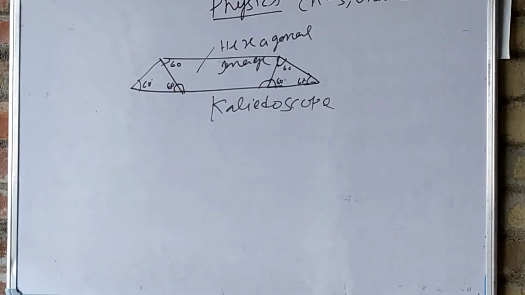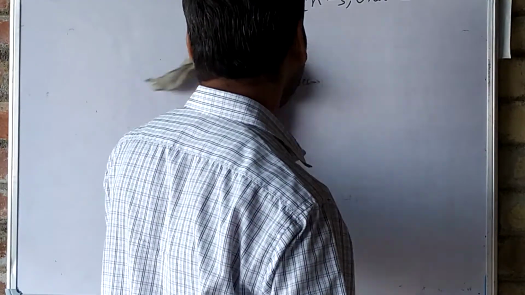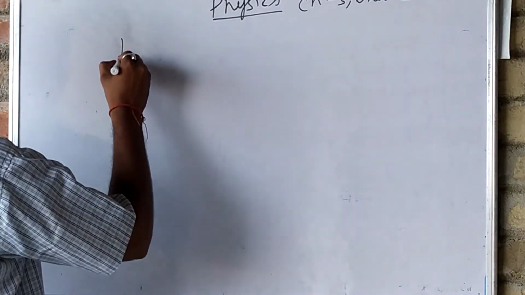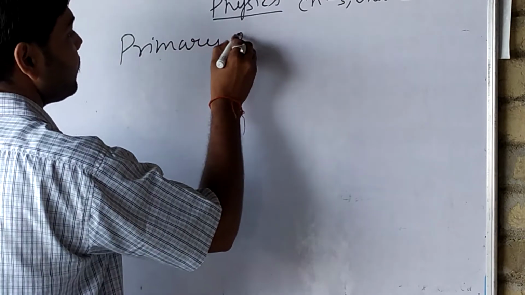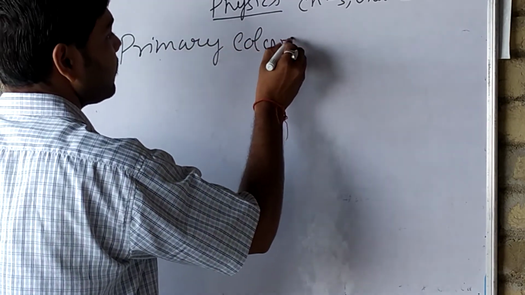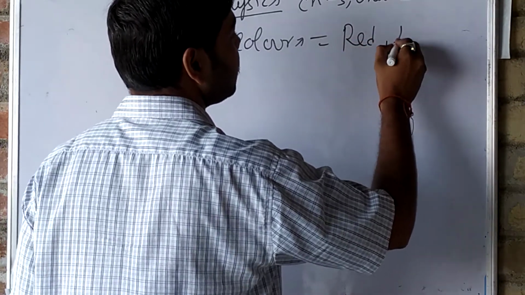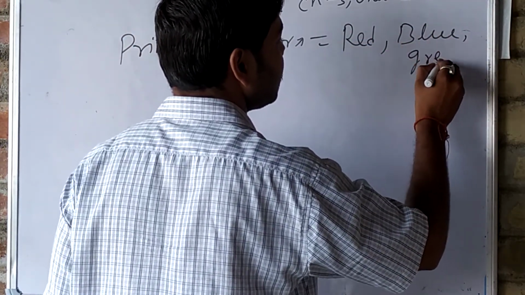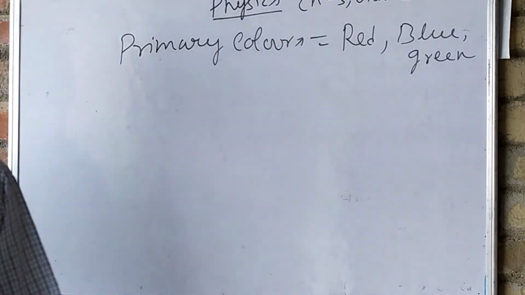Now about primary colors. Okay, now we have to study about the primary colors. What are the primary colors? These are red, blue and green. Red, blue and green are known as primary colors.